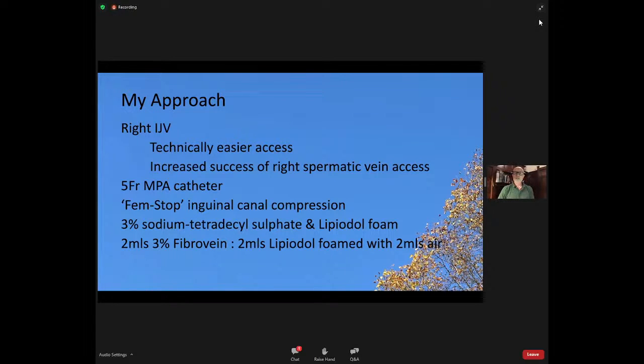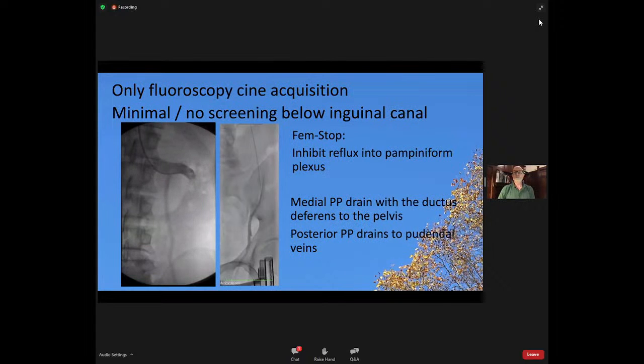And there are lots of different recipes for sclerotherapy agents. We use one that I find easy to remember. I make it simple for myself. So we use 3% sodium tetradecyl sulfate and Lipiodol foamed with air, and we use an equal allocation of each. So we use 2 mils of 3% Fibrovein, 2 mils Lipiodol, and we foam that using the Tessari technique with 2 mils air. So very straightforward.